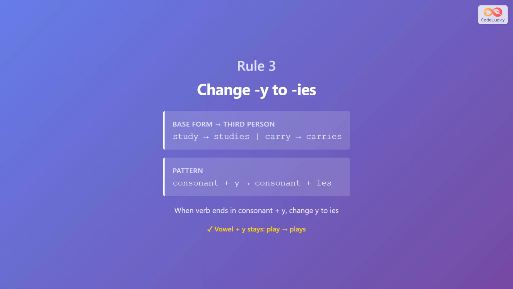Our third rule deals with verbs ending in the letter Y. When a verb ends in a consonant followed by Y, we change the Y to I and add Es. For example, study becomes studies, carry becomes carries, and try becomes tries. However, if the Y is preceded by a vowel, we simply add S, so the verb play becomes plays. Remember, consonant plus Y always changes to IES.